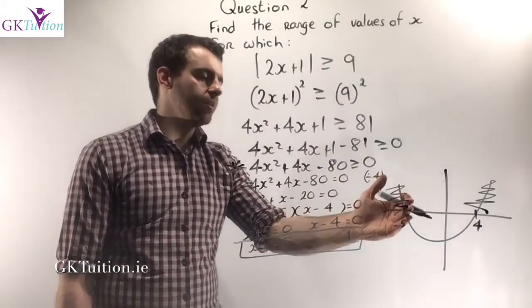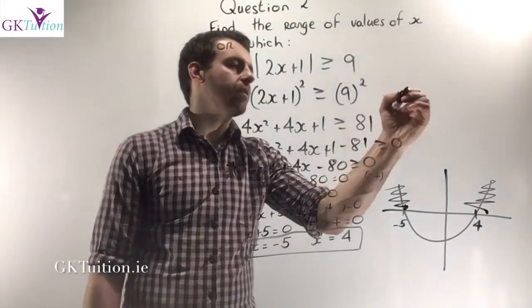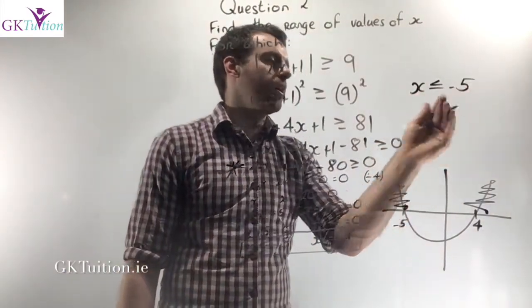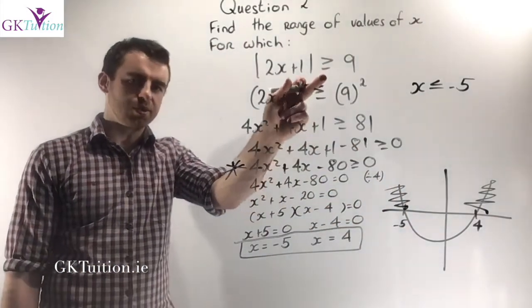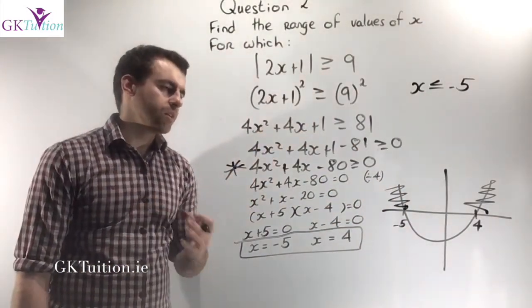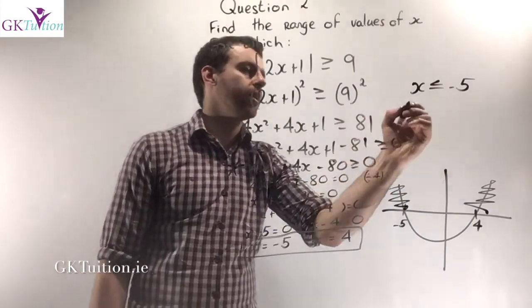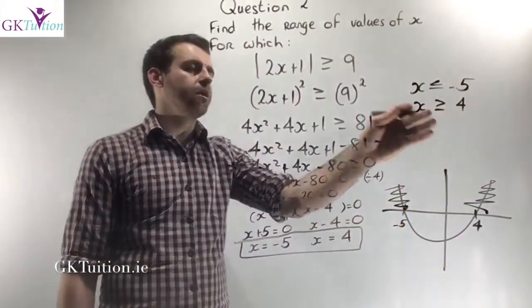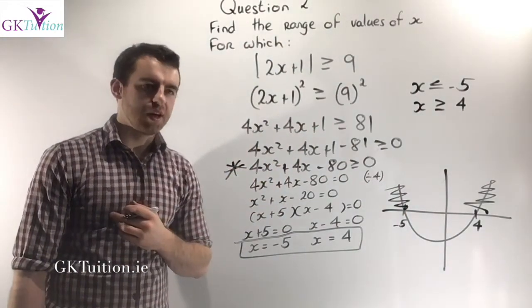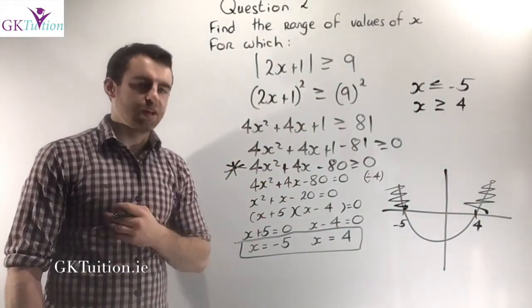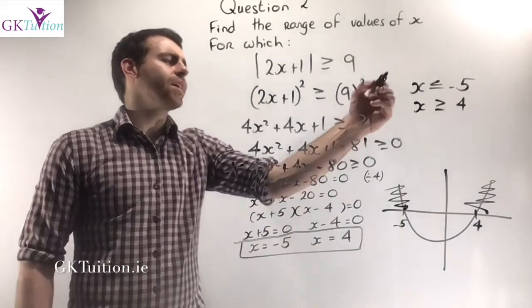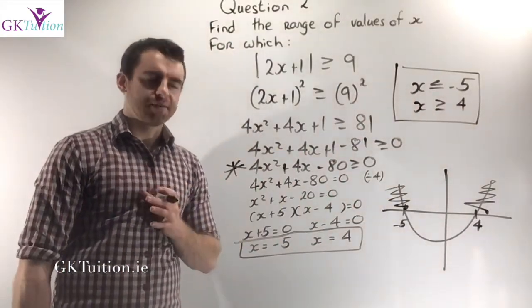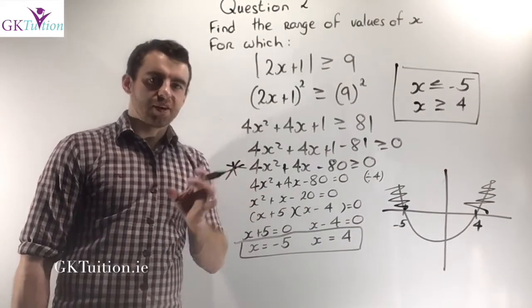To describe values to the left of minus 5, in this case it's x is less than or equal to minus 5. I include the equal to because there's an equal to in the original question. To describe values to the right of 4, it's x is greater than or equal to 4. Once again, I'm including the equal to because it's in the question, and there's no reason for me not to include the equal to sign. So in that case, I actually get two different ranges of values for x. So that's what you need to do for that type of question.